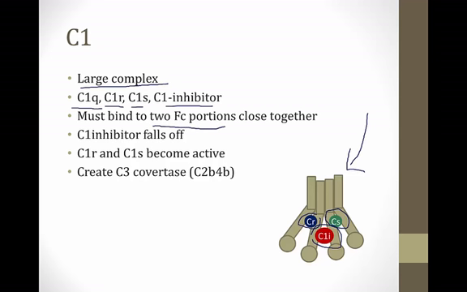When two Fc portions bind to the C1 complex, the C1 inhibitor will fall off. Once this happens, C1r and C1s become activated, and then they will create that C3 convertase, which is C2b and C4b. Once you understand this principle that two Fc portions have to be close together in order to activate C1 and the classic pathway, you can then begin to understand why IgM is such a good complement activator.